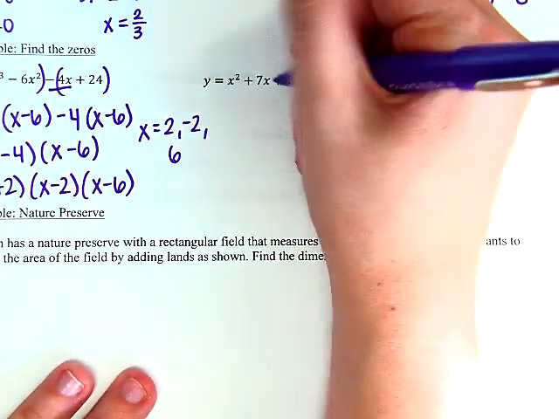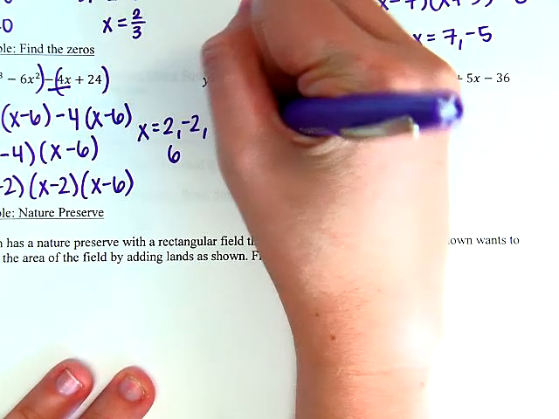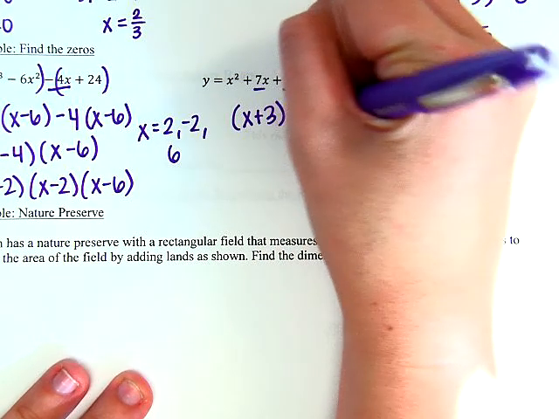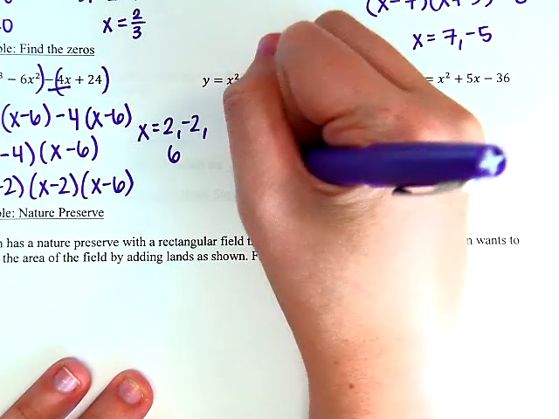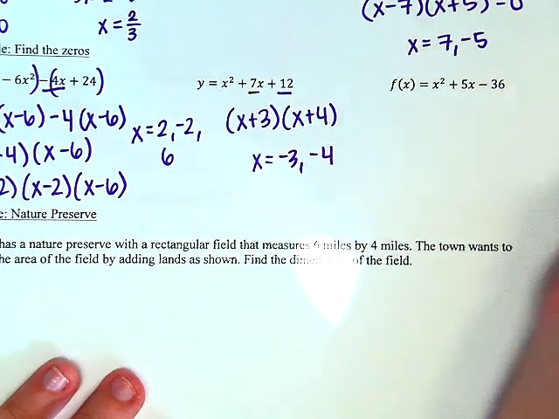Here's a good old-fashioned factoring one. What multiplies to be 12 and adds to be 7? That'd be 3 and 4. So x plus 3, x plus 4. So you get x equals negative 3 and negative 4.